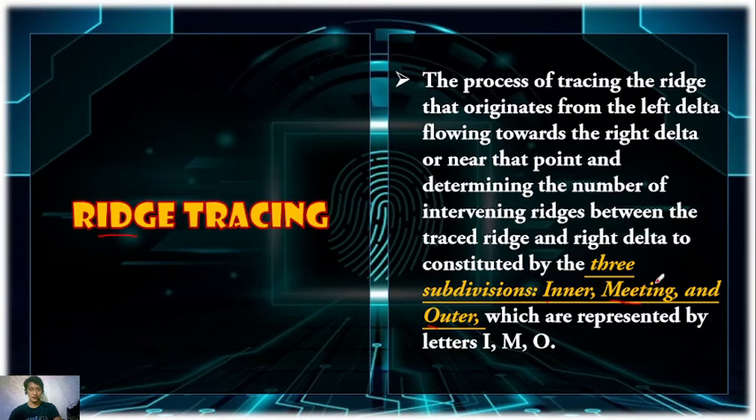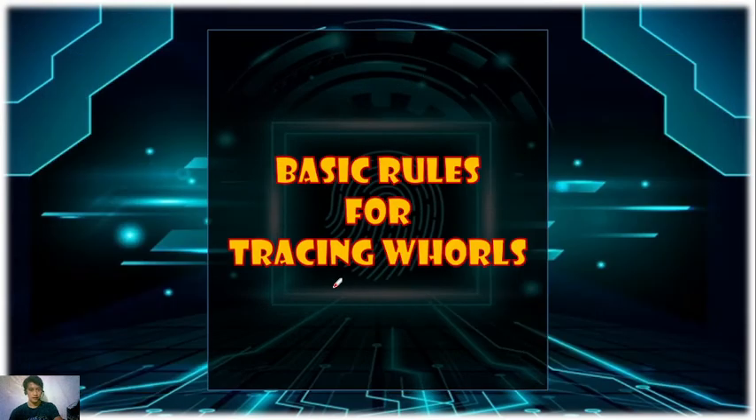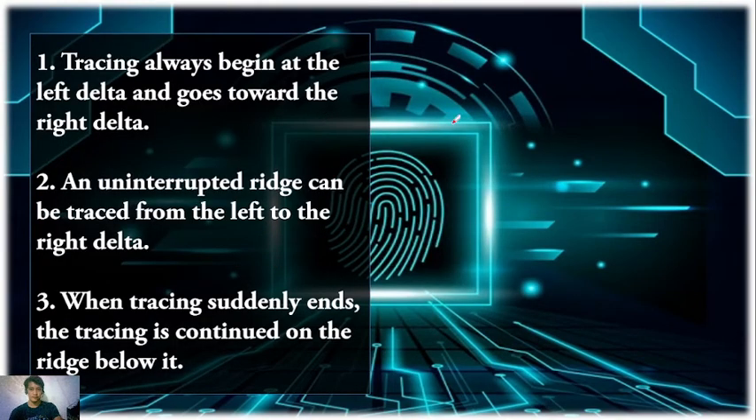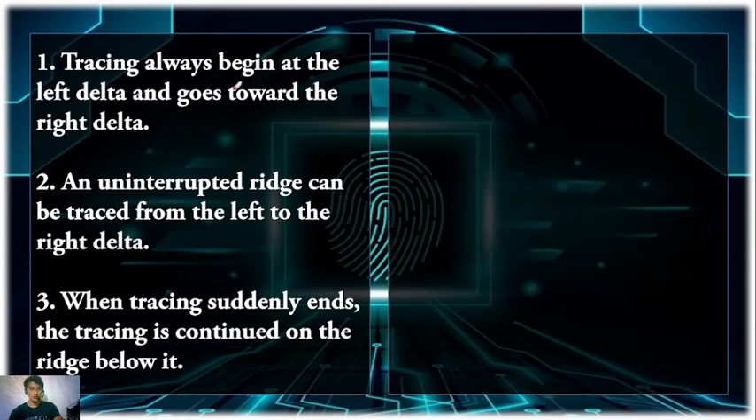Okay, so we have here the three subdivisions. So in order for us to know what subdivisions or what type of plain whirl is that, then we need to perform ridge tracing. Okay, and these three are symbolized by IMO. Okay, I stands for inner, M stands for meeting, and O stands for outer. Okay, so let's try to have here the basic rules for tracing whirls. Okay, so the first one, it says here that tracing always begins at the left delta and goes toward the right delta.